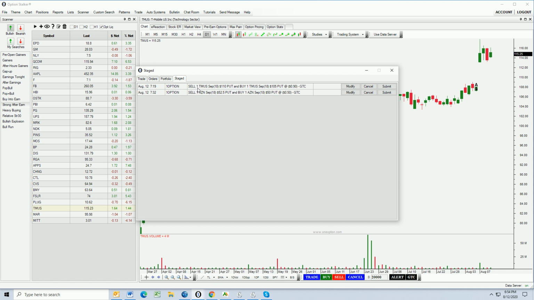So T-Mobile, we are going to sell the September 18th. So we do have a little bit longer on this. We've got about a month and a few days till expiration. We're going to sell those 110 puts and we're going to buy the 105 puts. So we'll take a look at those and we're going to be doing that for a 90-cent credit. A little bit less than our dollar.